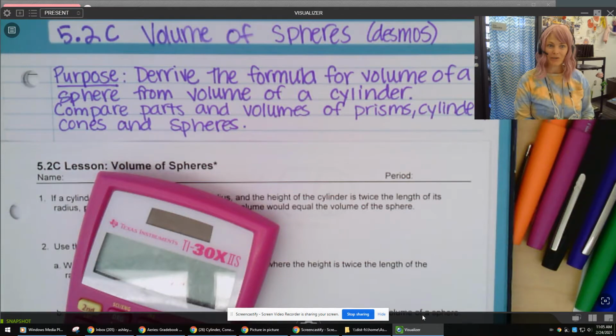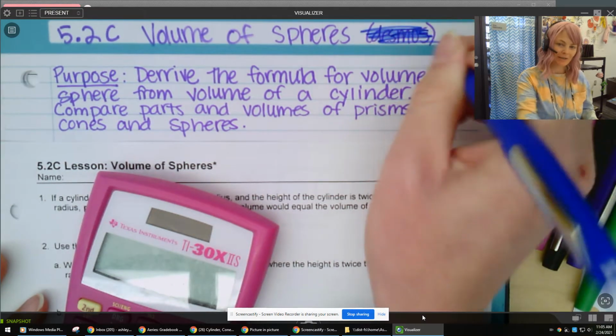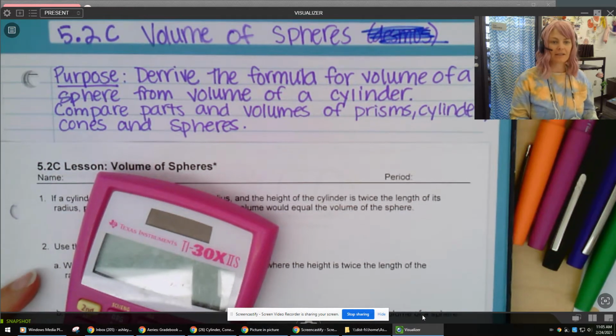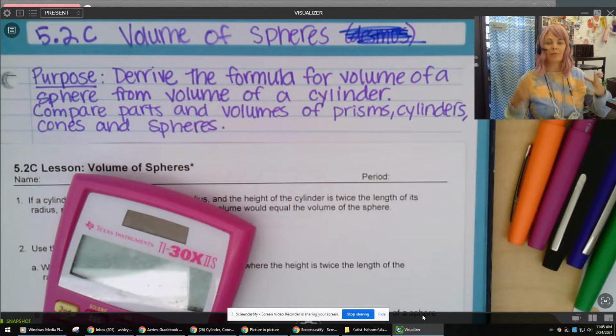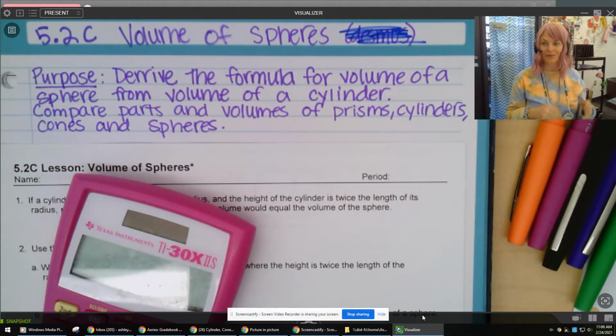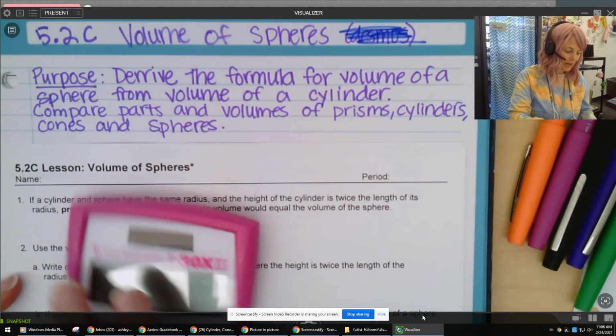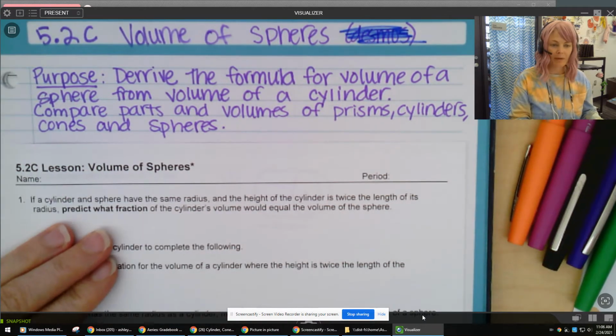We're working on 5.2c, volume of spheres, and it's not on Desmos, it's on a PDF. Our purpose is to derive the formula for the volume of a sphere from what we know about the volume of a cylinder, and we're going to compare parts and volumes of prisms, cylinders, cones, and spheres today. We're going to start by making a prediction.